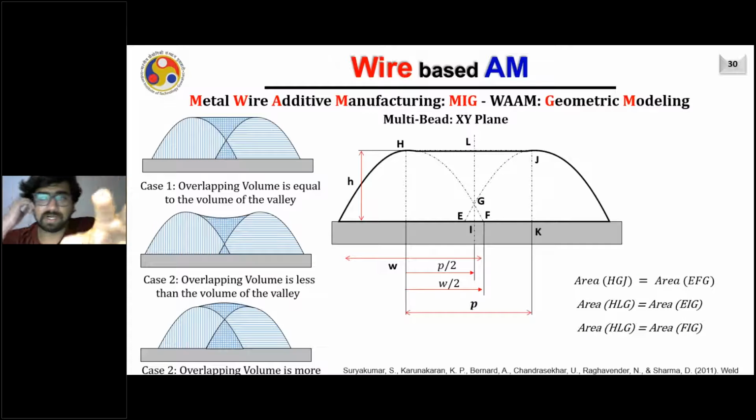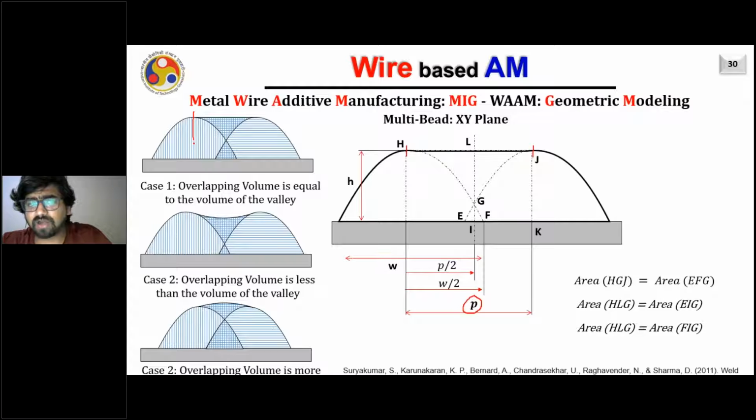Now the interesting part is, you know the equation of this completely, and you know the height as well. So what I want to make sure is that I deposit one bead and the second bead at a distance P apart in such a way that the deposited bead should be flat. I mean, the two beads should result in a flat layer. What are the possibilities? Let me try to explain to you.